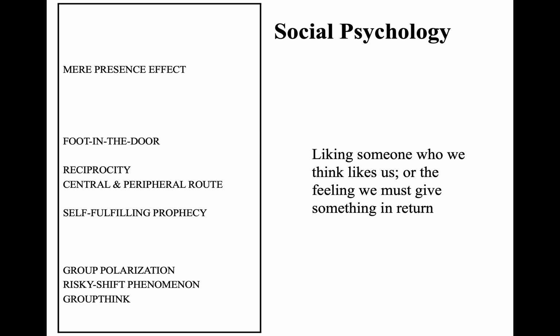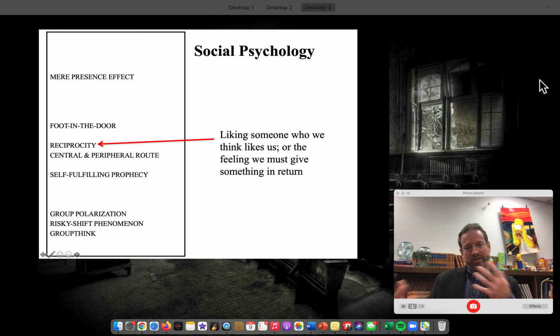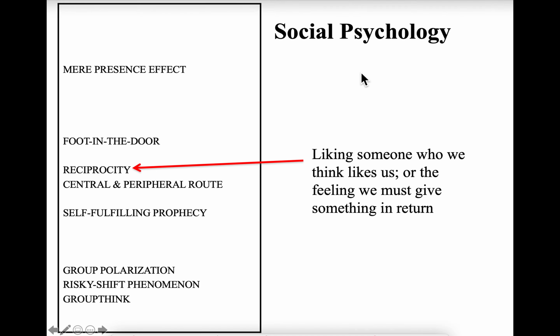And the answer is reciprocity, reciprocating, which means kind of an exchange back and forth. If we think someone likes us, we tend to like them back. That's also part of the reciprocity there. If somebody gives us something, we feel obligated to reciprocate and give something back or donate to their cause or whatever. Next.